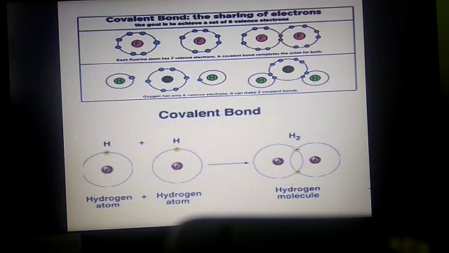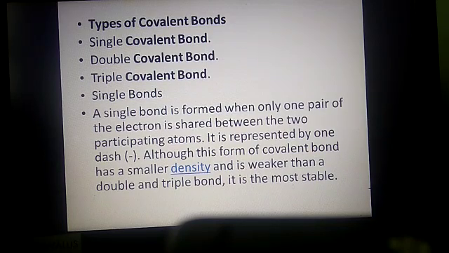See the covalent bond and sharing of electrons to form its octet structure. Hydrogen atom plus hydrogen gives a hydrogen molecule. So hydrogen is a non-metal and here also a non-metal. To give a molecule, they both will share electrons and form a molecule.